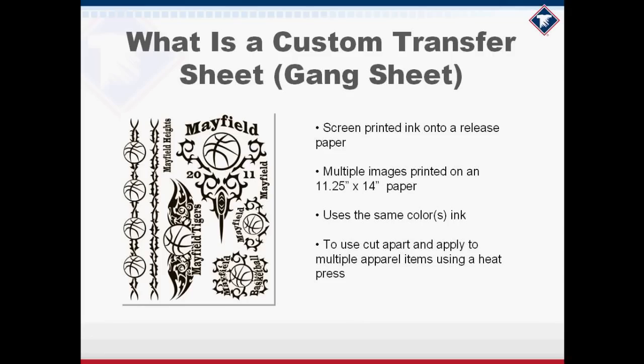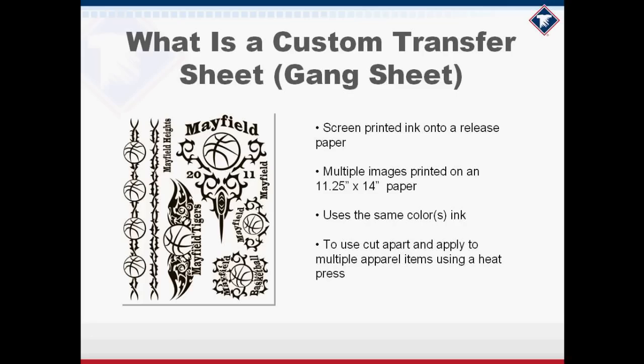So again, we're talking screen printed transfers. They are honest to gosh screen printing, being printed onto release paper. Paper's 11 1/4 by 14, and make sure they're all the same color. Make sure you're using similar colors across the gang sheet. So with that being said, let's talk about some more examples. Let's sort of expand on this just a little bit here.